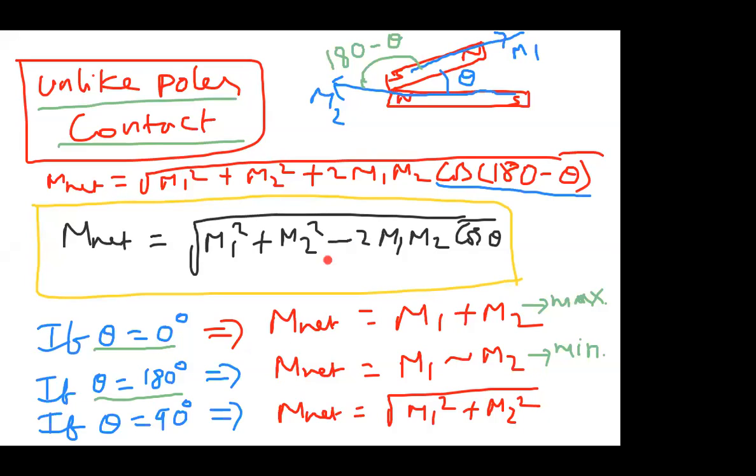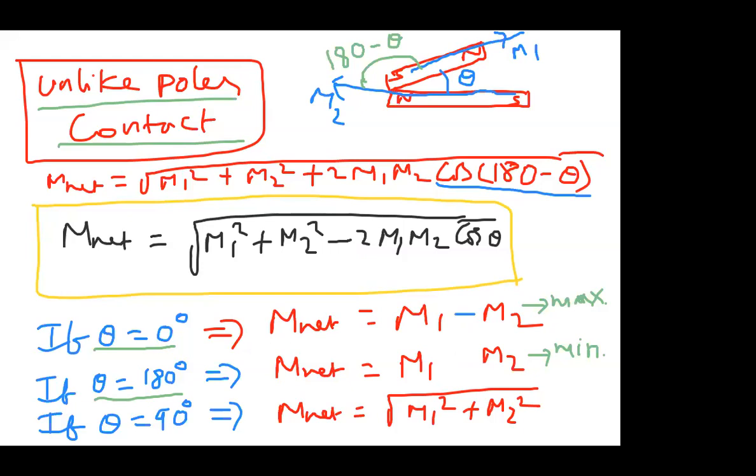Now the expression when unlike poles contact each other: M net is square root of M1 square plus M2 square minus 2 M1 M2 cos theta. Observe carefully here: theta 0. Theta is 0, what is the net magnetic moment? We can't write M1 plus M2, because here theta 0, cos 0 is 1, and we'll get a minus sign here. So here we have to change these things. Theta equal to 0 will get the negative sign.